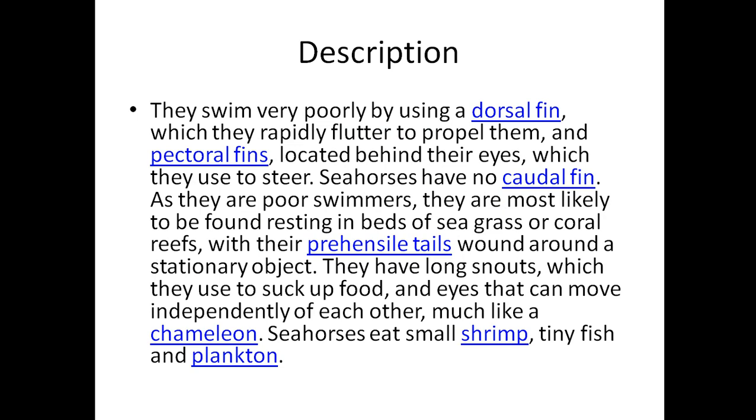They have a long snout that is used to suck the food, and there are two eyes, each of them can move independently of each other, much like a chameleon. Seahorses especially eat small shrimps, tiny fishes, and planktons.